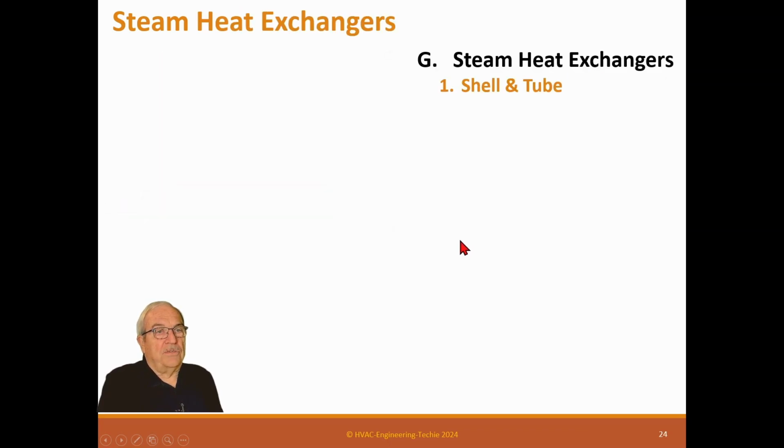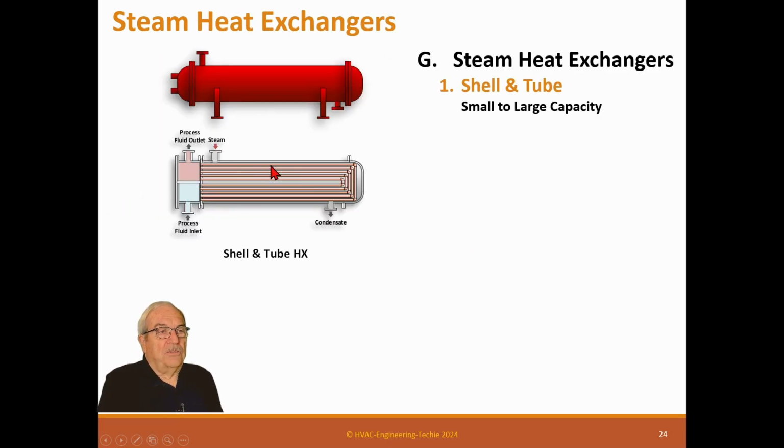Steam heat exchangers, shell and tube. Shell and tube, basically the steam comes in the barrel. The processed water comes in here and circulates here, or steam. These could be steam to steam, or they could be water. Normally the water comes in, goes this way, and then the condensate drops out the bottom. Small or large capacity, can be high pressure because they're all designed with tubes.